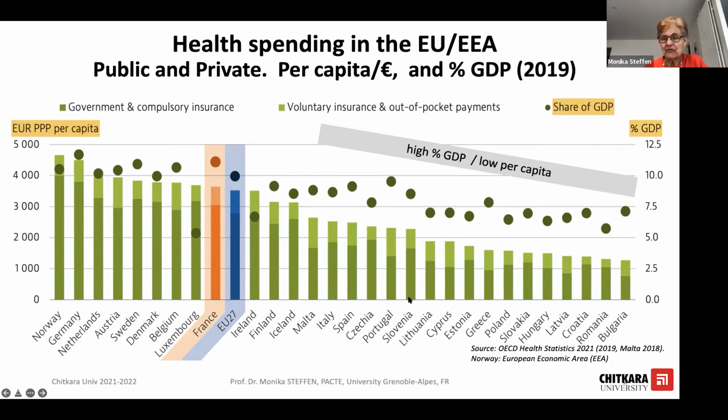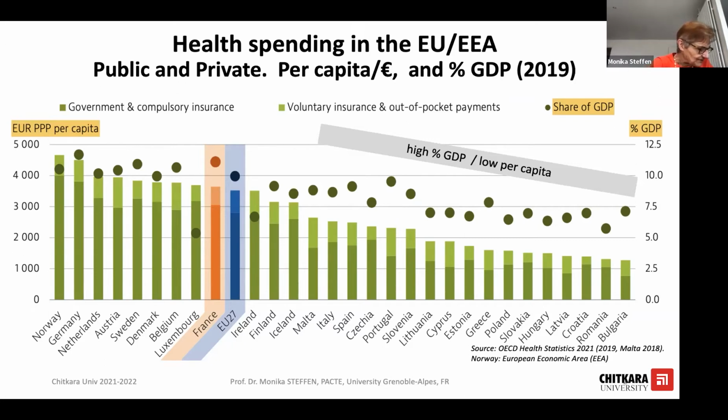And as you go further on, you have more or less the former communist countries. It means their economy has not yet quite recovered and they cannot afford to spend on health as much as we do in the West or in the North. Norway, by the way, is not a member of the European Union, but it is very often in the statistics because it is a member of what we call the European Economic Area. So it's a sort of privileged partner, so we take them in the statistics.